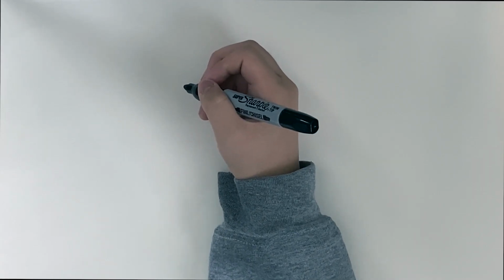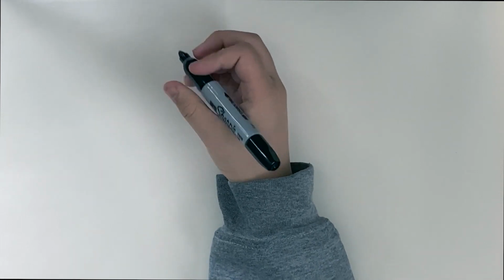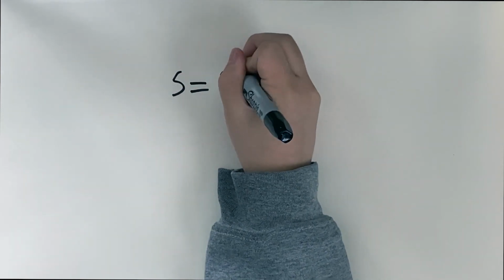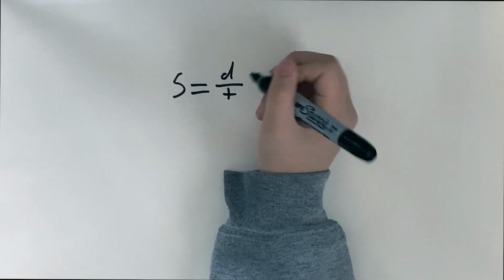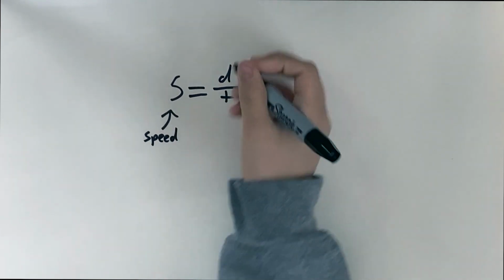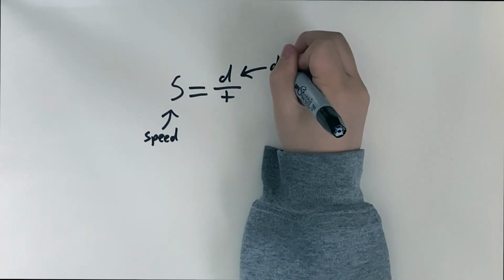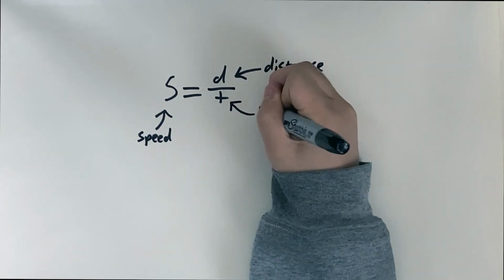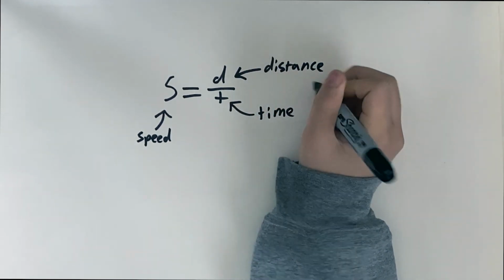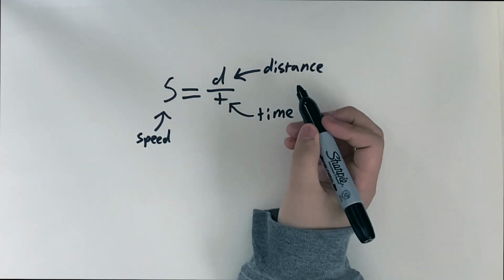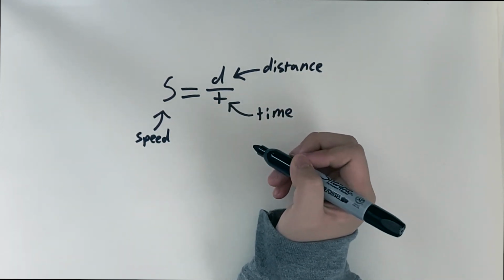Now I'll give you the equations for speed and velocity. Speed is represented as s equals d divided by t. S is speed. Here, this d is distance. This t is time. This equation makes sense since speed is relative to how much distance you cover over a certain amount of time.